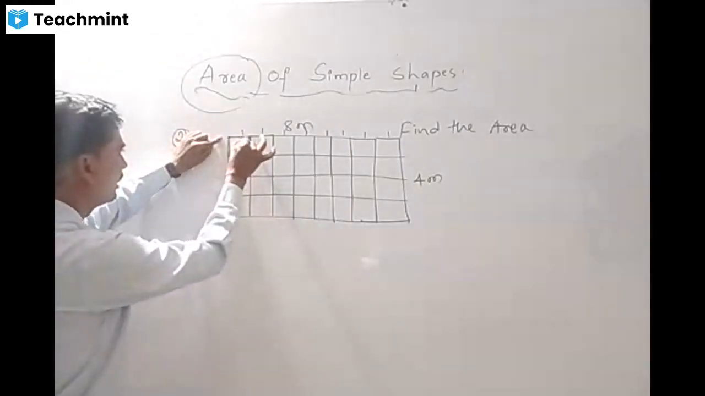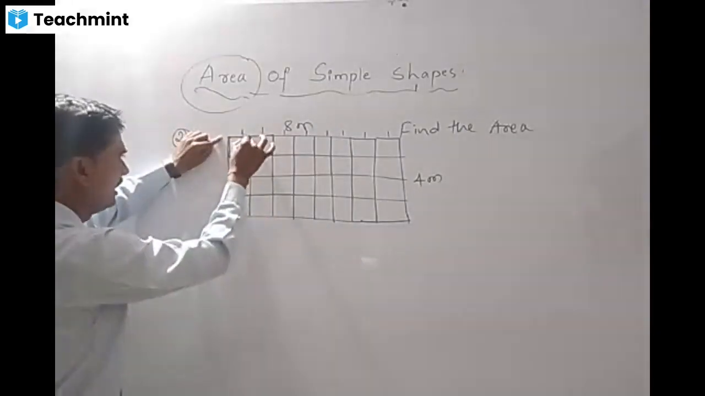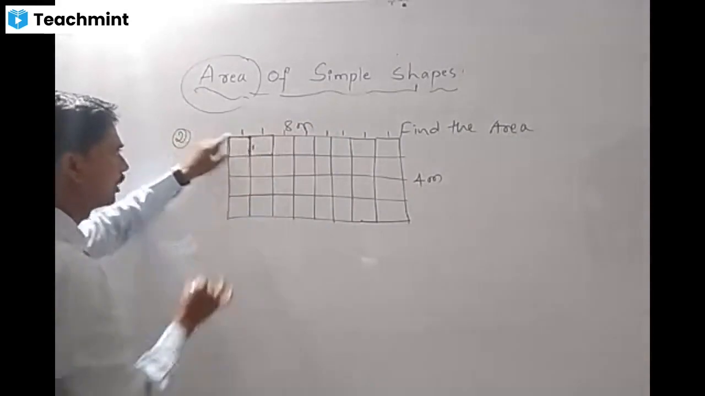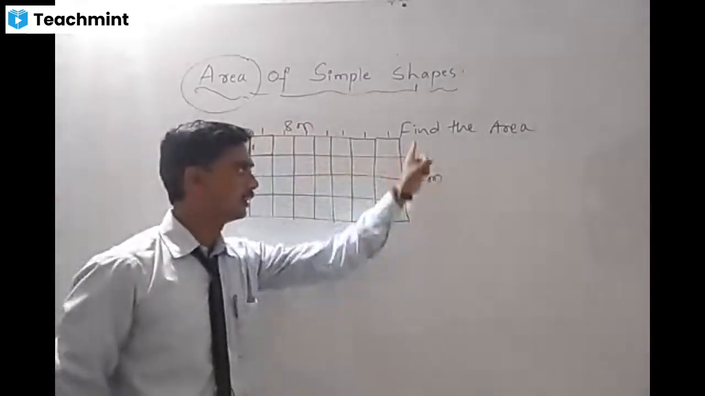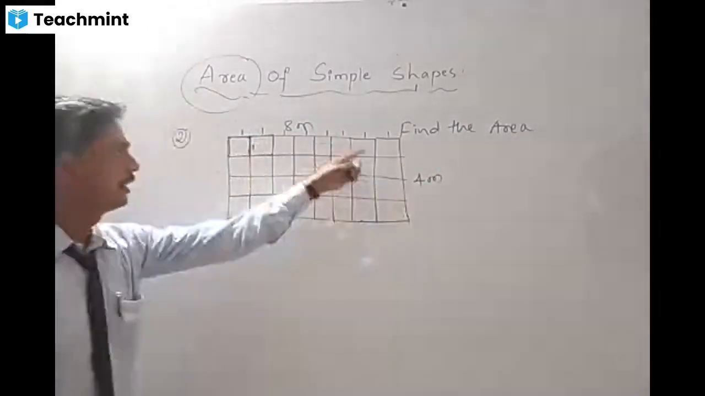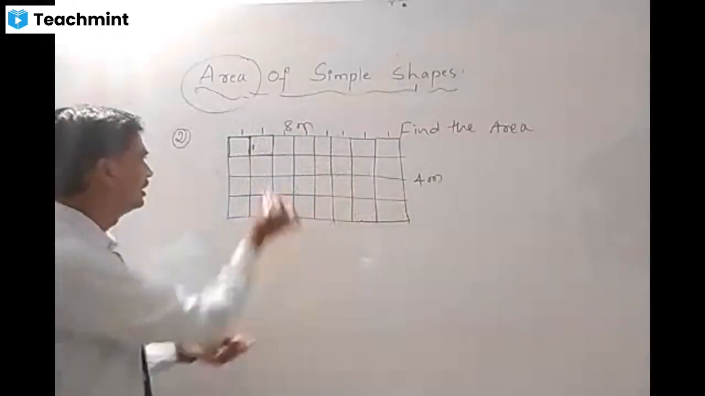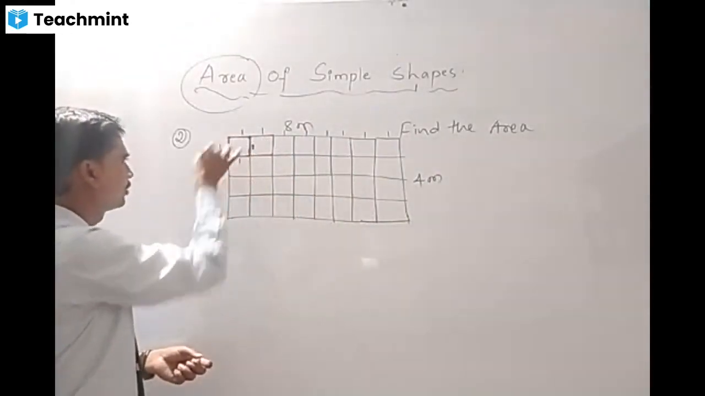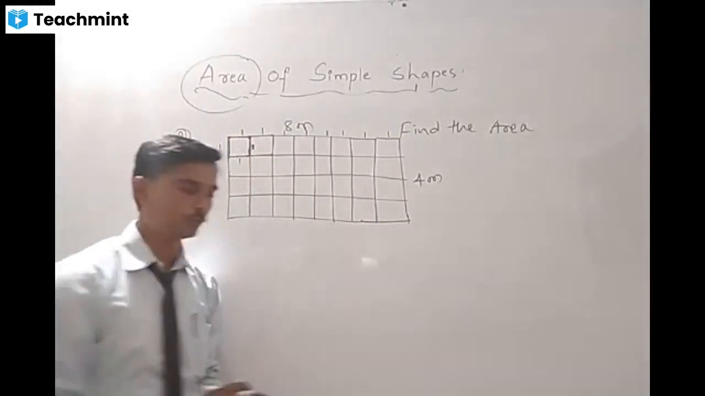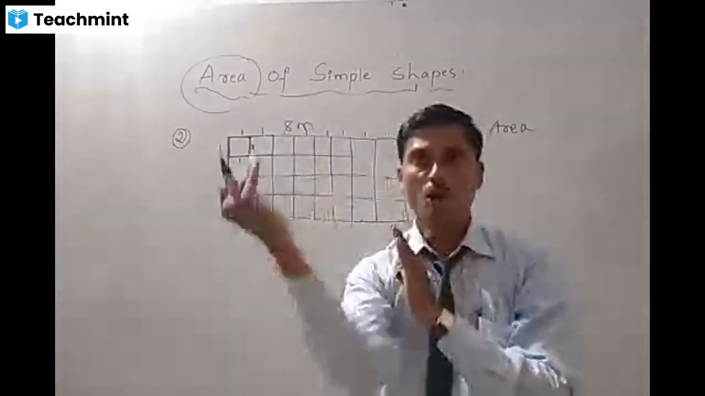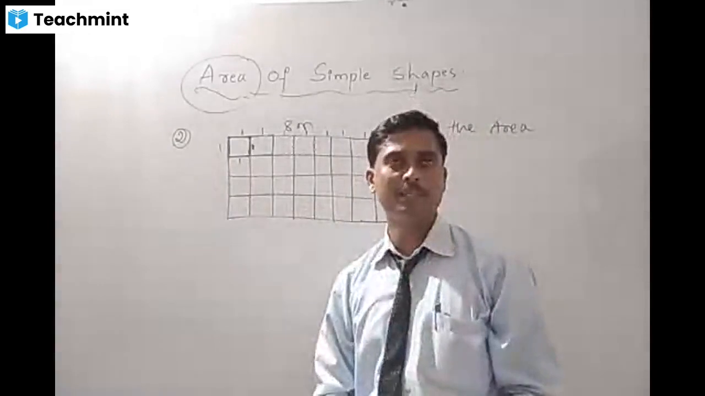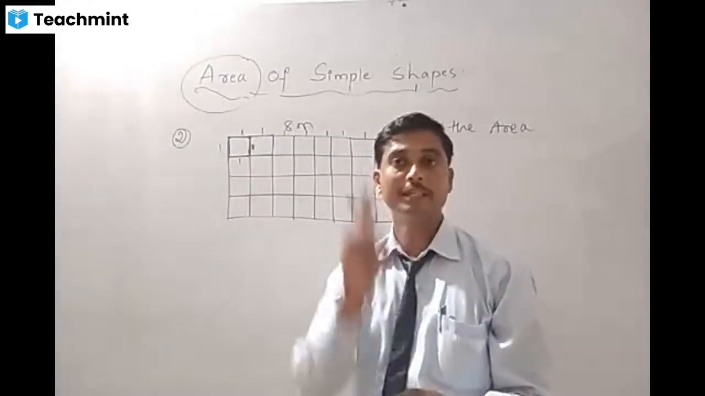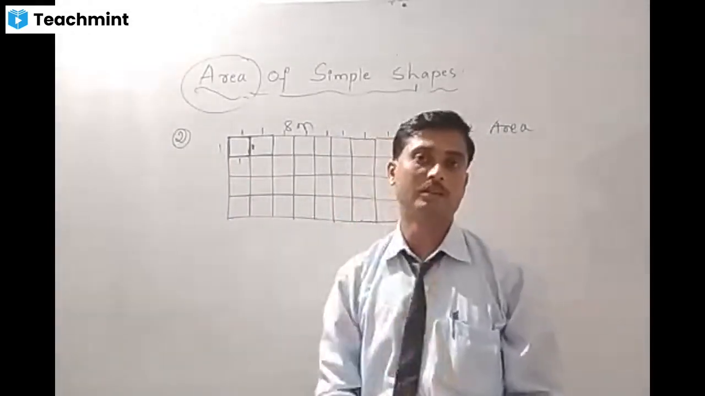Sir, here to here I got 1 meter. Then here to here, how much is it, sir? Here also 1 meter, because 4 meters breadth is there means I divided equally into 4 columns, so here also 1 meter, and this is also 1 meter, and this is also 1 meter. Remember here, students, all sides are the same length means we are calling that 1 square meter.